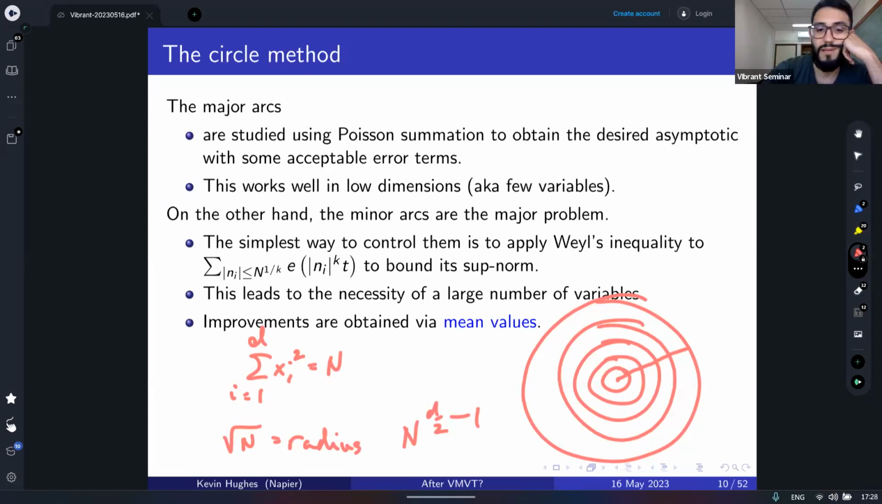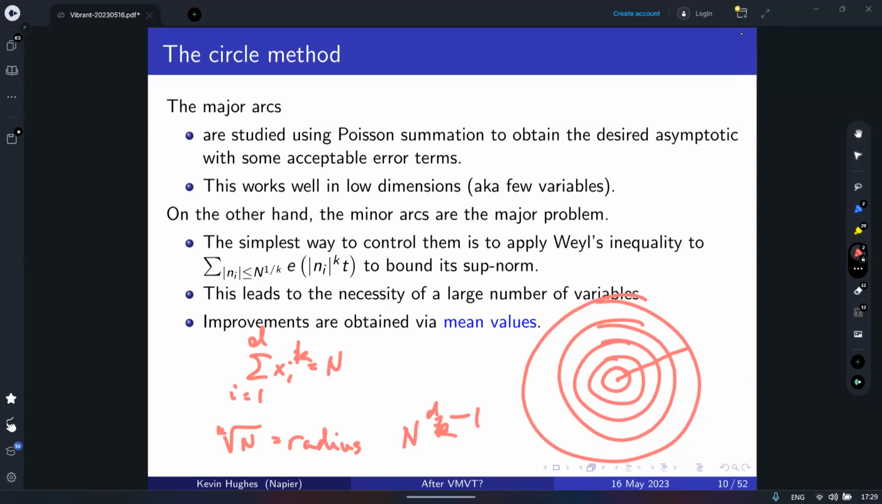And in general, if I have kth powers, then this would be n to the 1 over k, and the whole same argument just carries through. Then in reality, it's sort of like the double, no? In reality, that's very hard.